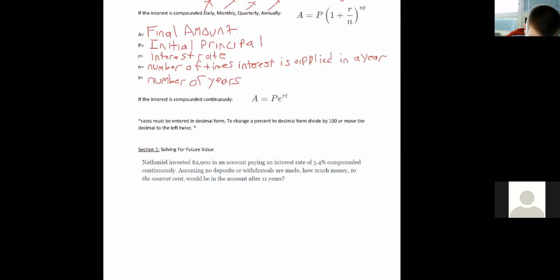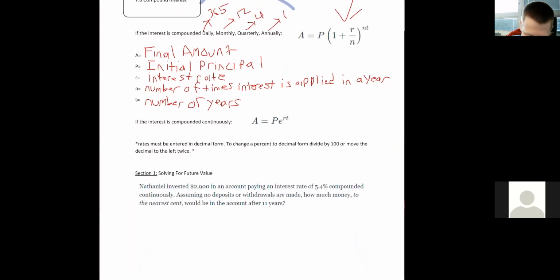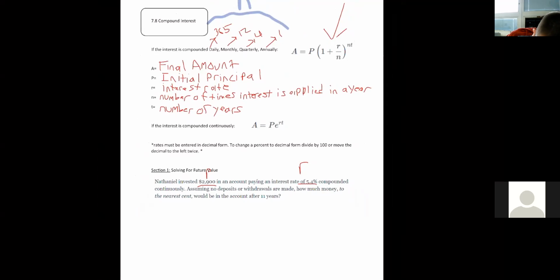But let's just jump in. You're going to see 5 different sections. Basically, you're going to be solving for different variables in these formulas. So this first problem says Nathaniel invested $2,900. I like to label some of the variables. That's his principal, what he's starting with, so that's a P. I'm labeling that. He pays an interest rate of 5.4%, so that's the R, compounded continuously. Since it's continuous, we're going to be using this formula here.